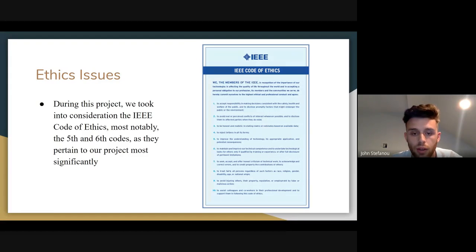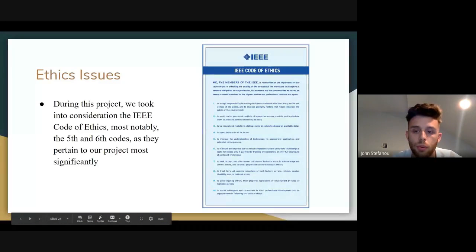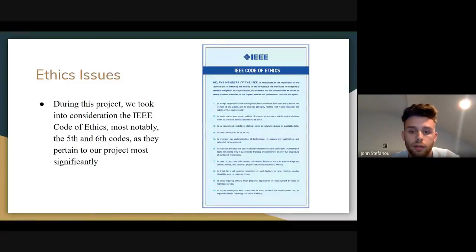So for ethics and analysis, we have the IEEE Code of Ethics, which is the recognition of the importance of our technologies in affecting the quality of life throughout the world and accepting personal obligations in our professions. There is a list of 10, of which, as a group, we decided that numbers 5 and 6 would pertain more significantly to our project. Number 5 is improving understanding by individuals and society of the capabilities and societal implications of emerging technologies. For 6, just to quickly refresh, it is to maintain and improve technical competence and to undertake technological tasks for others.